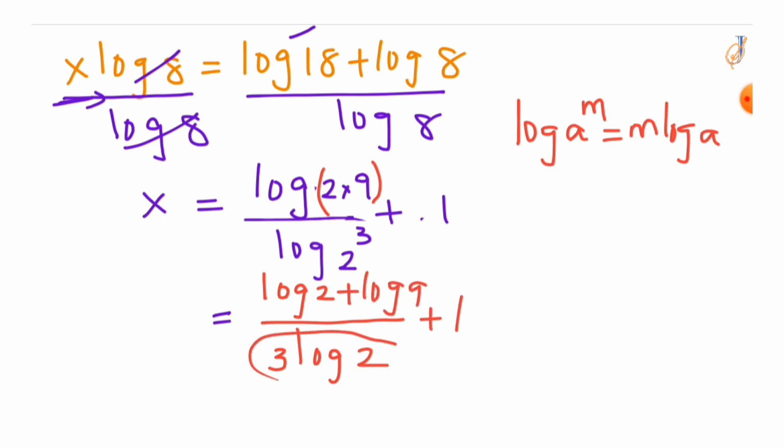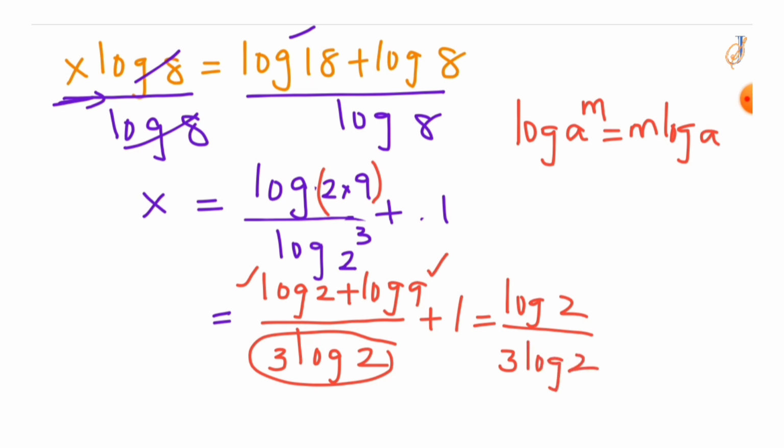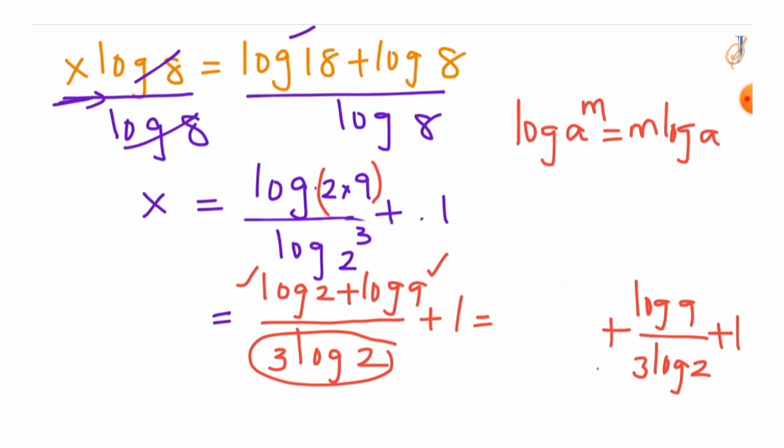Again this denominator applies to these two terms. Now let's write individually. Log 2 over 3 log 2, that is the first term, plus the second term is log 9 over 3 log 2 plus 1. Here log 2 gets cancelled, so we are left with only 1 over 3. So let's write 1 over 3. Now see, 1 over 3 is a constant and this 1 is also a constant. So after adding 1 over 3 plus 1, we will get 4 over 3.